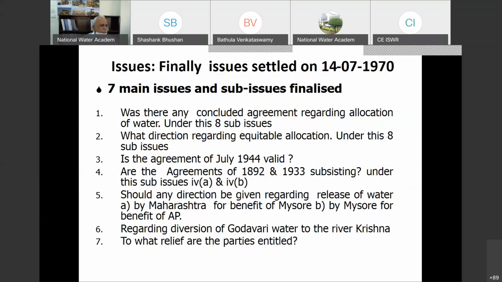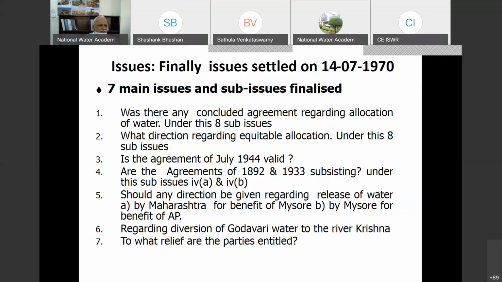Considering the various complaints of the party states and the statements of cases, replies and counter replies, the matter was discussed by the tribunal at length with the counsels and engineers, and they framed 7 main issues. The first issue is, was there any concluded agreement regarding allocation of water? Those who are interested can go through the report to understand what those 8 issues are.